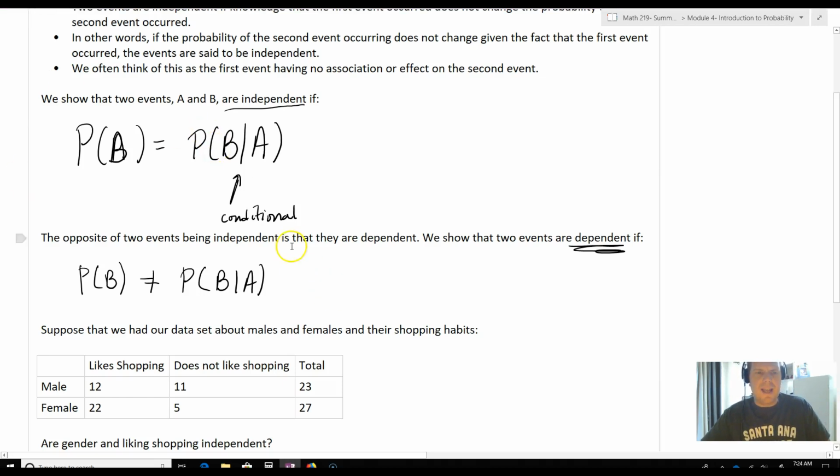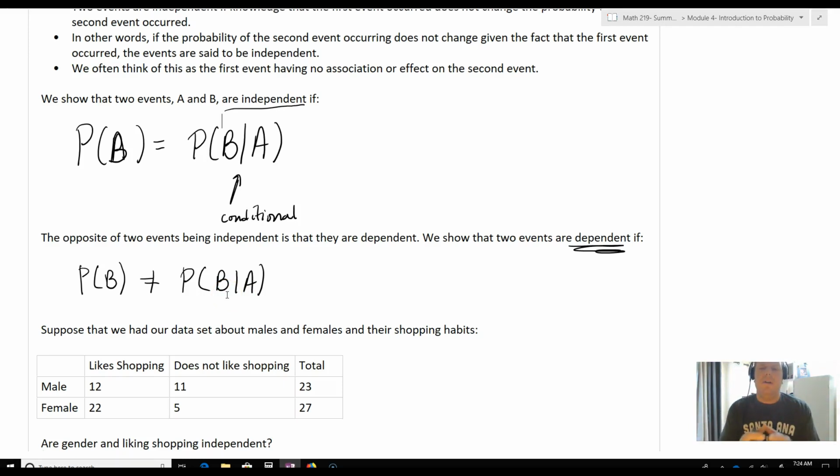What we're basically saying with this probability statement is that if I know that A has occurred, then that changes whether or not I think B is going to occur. And you'll see that this ends up being really handy.